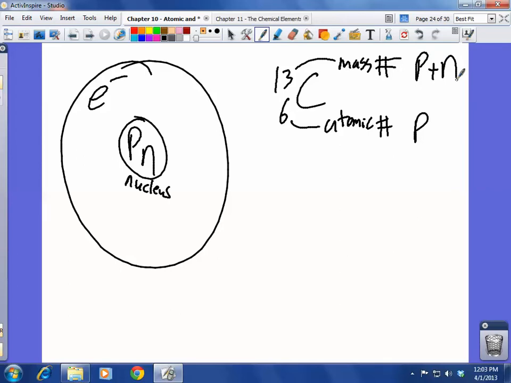So carbon 13.6 has 6 protons. What else is 6? Nothing. The electrons, right? Because we talk about atoms to start with in their neutral state. So that means if I have 6 positive protons, I have to have 6 negative electrons to balance that out. To find the neutrons, I have to take my mass number minus my atomic number, so 7.